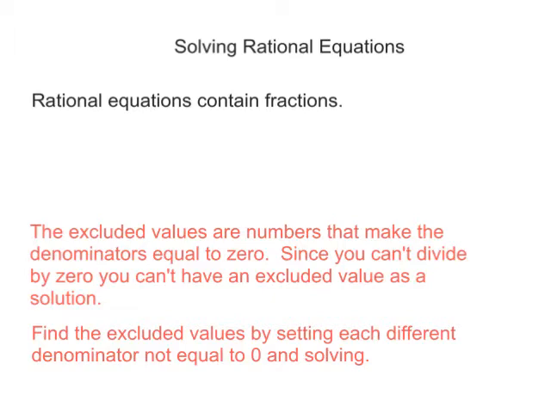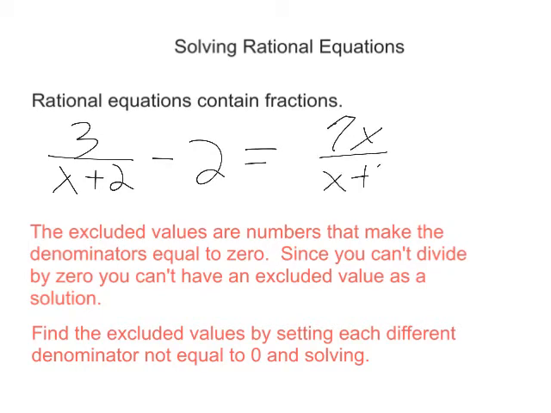For example, you might see something like 3 over x plus 2 minus 2 is equal to maybe 7x over x plus 2, something like that, okay? That is a rational equation.